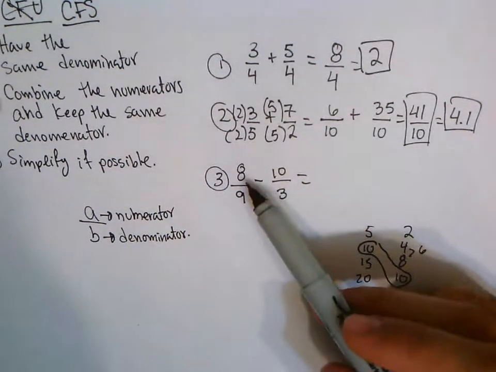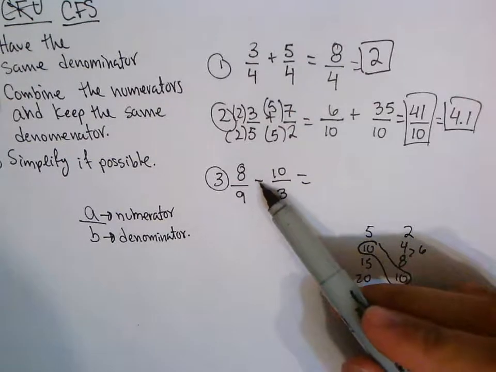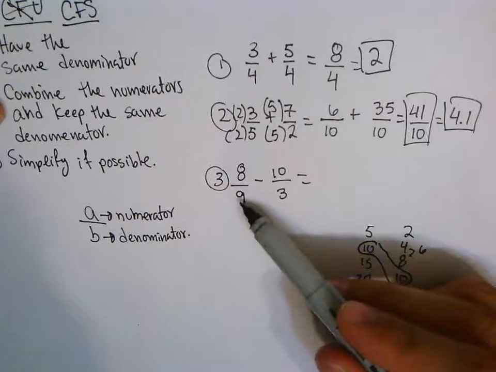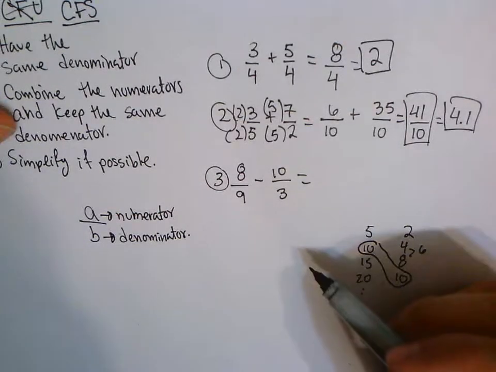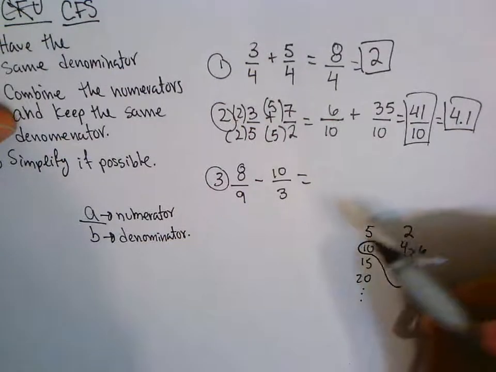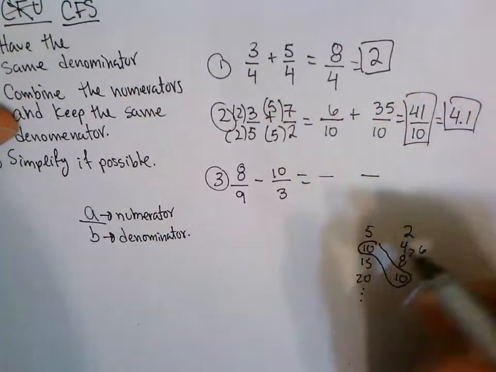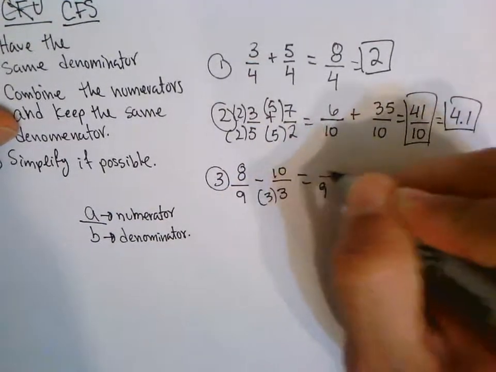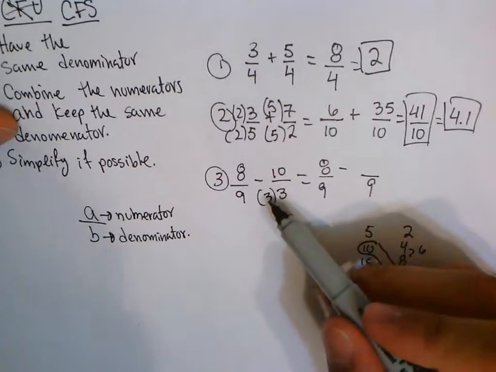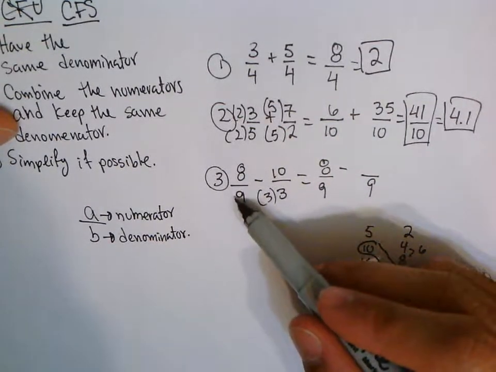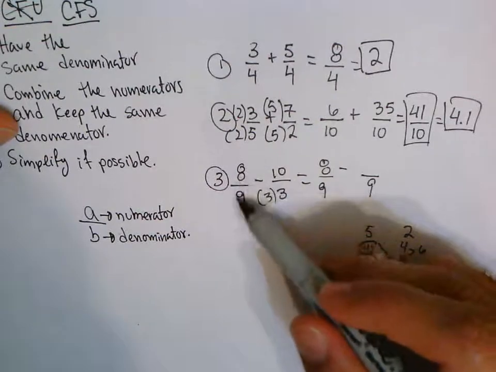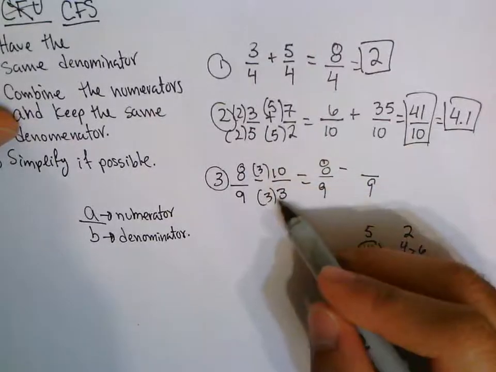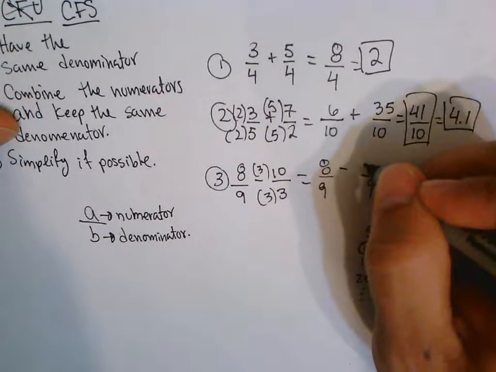Here's the last one. I have 8 divided by 9 minus 10 divided by 3. Well, how can I make 9 and 3 the same denominator? If you really think about it, you can notice very quickly that if you multiply this 3 times a 3, that will give you 9. So there's no reason for me to multiply this first fraction by any number, because multiplying by 3 in my second fraction will be sufficient.